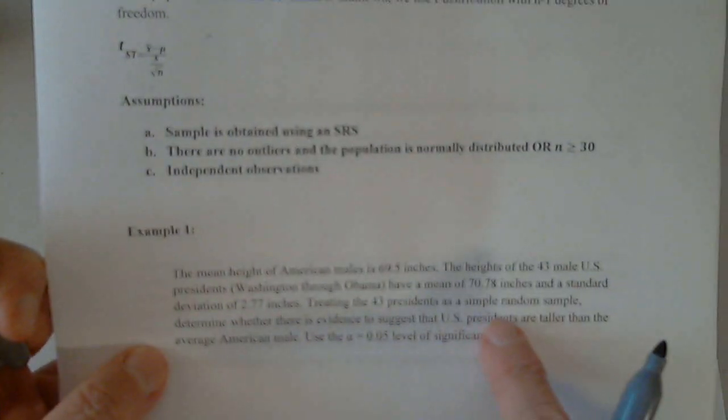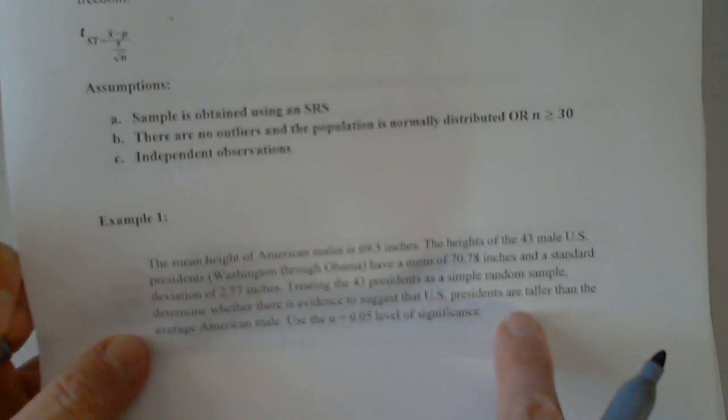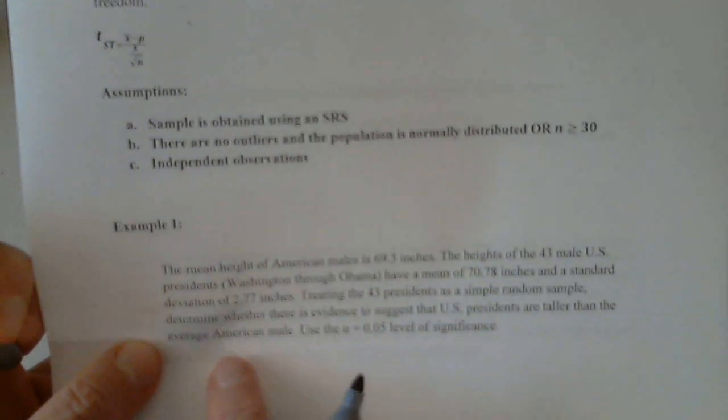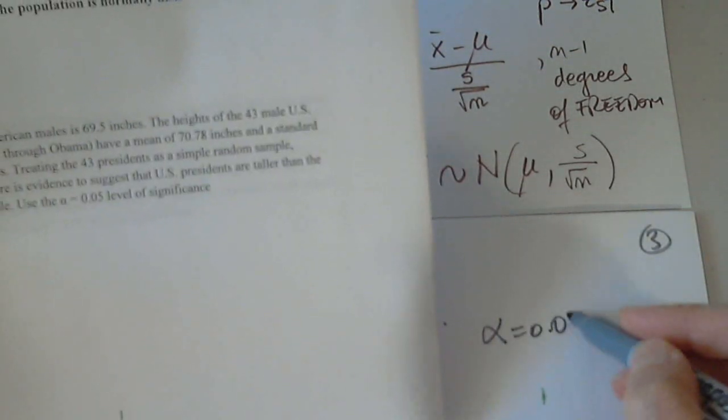Treating the 43 presidents as a simple random sample, determine whether there is evidence to suggest that U.S. presidents are taller than the average American male. So we are using alpha 0.05.